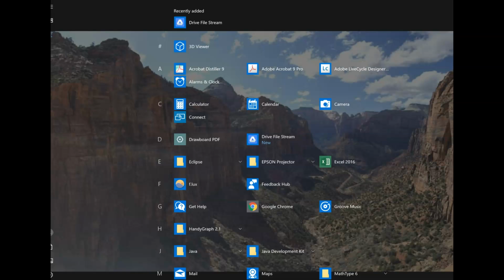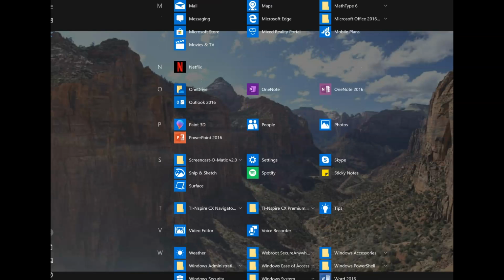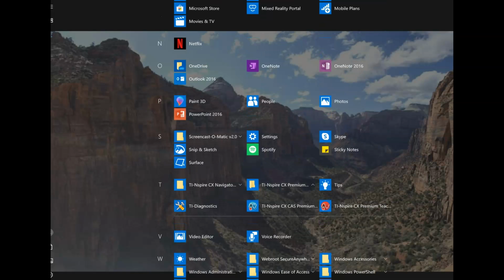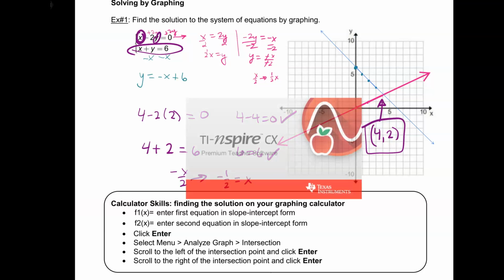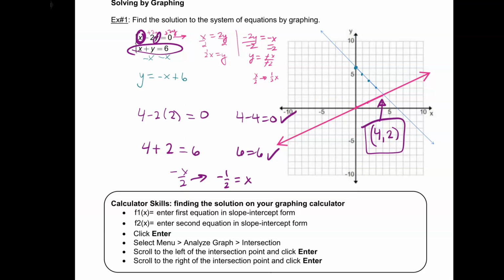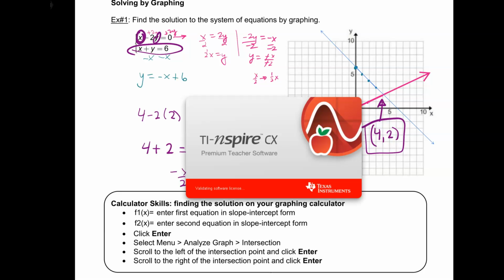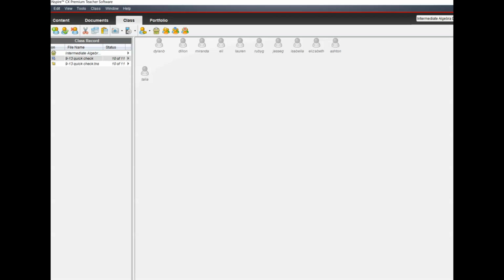All right, so TI. Have your calculator out if you don't already. Go ahead, turn it on. I'm going to show you how to graph 2 lines and find the intersection. We've had lots of practice putting equations into our calculator already. So we're going to put these 2 in and double check that this is the actual solution.